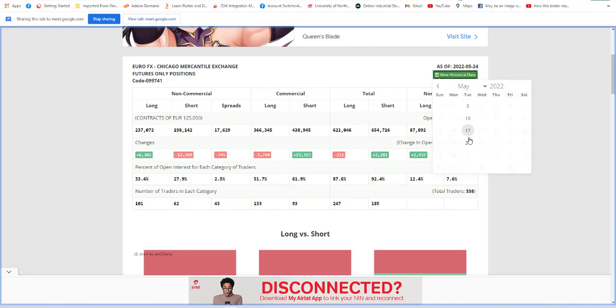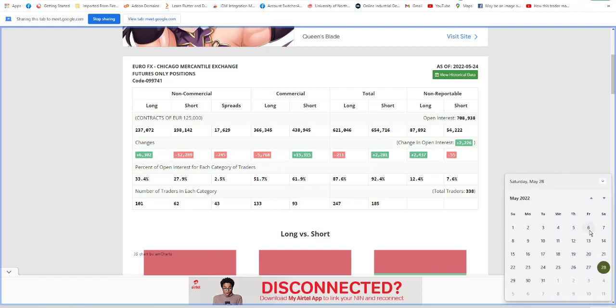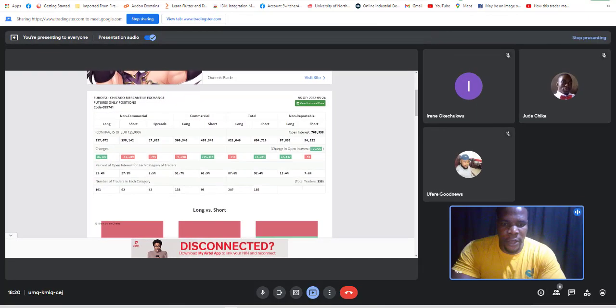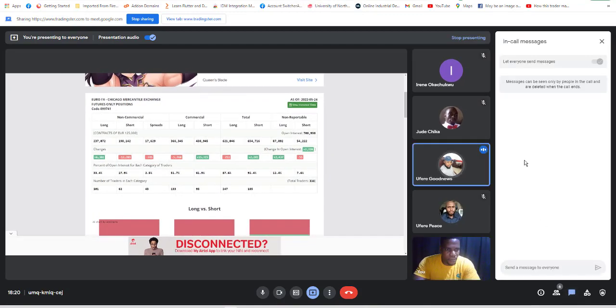And if you go to historical data, today's 24th is the latest data that has been published here. If you go to your calendar now and check what date 24th is, you will agree with me, 24th was this week's Tuesday, correct? Can you all hear me? Yes, beautiful. So the 24th is this week's Tuesday.